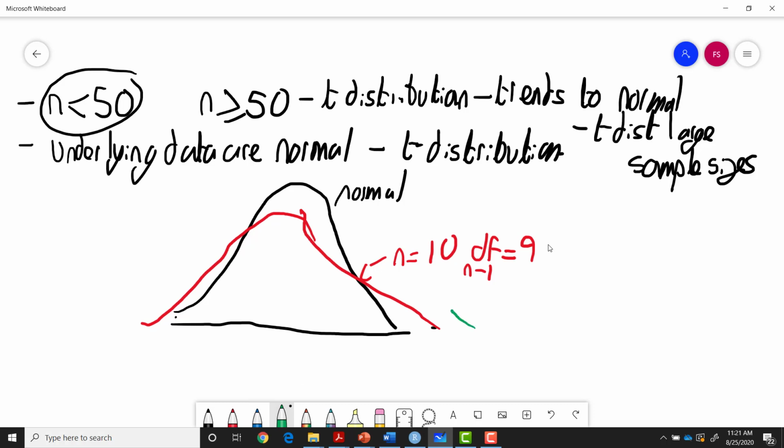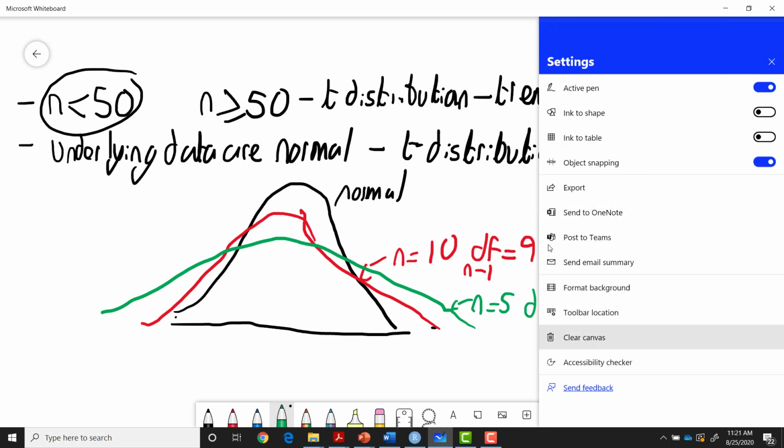And as n gets smaller, this distribution becomes wider. So n equals 5, degrees of freedom here equals 4. Okay, so let's clear that. And the t-test is pretty much exactly the same as the z-test, but we're just going to use a t rather than a z.